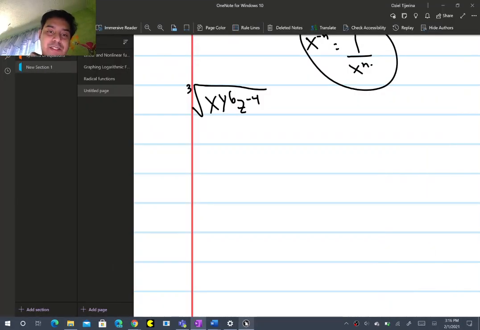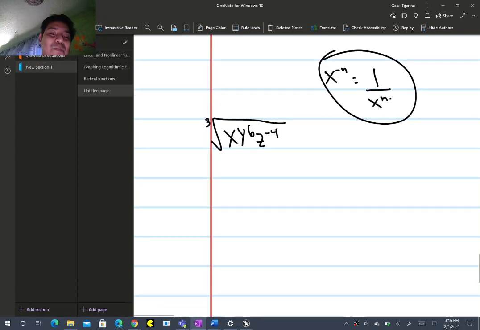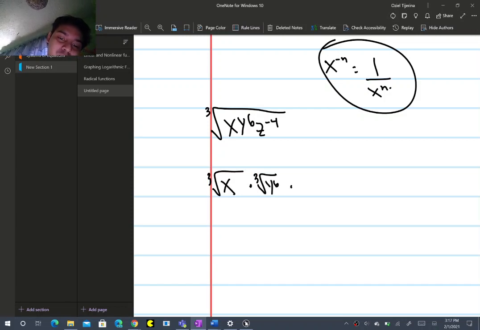Okay, so we're gonna look at this one here. We have the cubed root of xy to the 6 times z to the negative 4. So we have to simplify this, and the best way to do this is basically to split it up into multiple radicals. So you have the cubed root of x times the cubed root of y to the 6 times the cubed root of z to the negative 4.